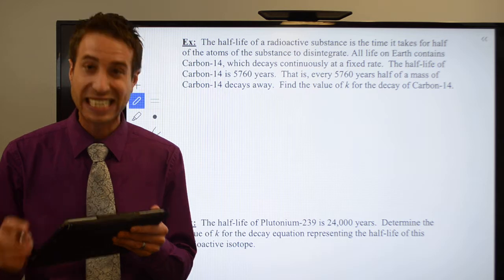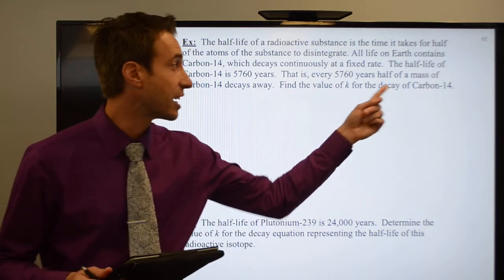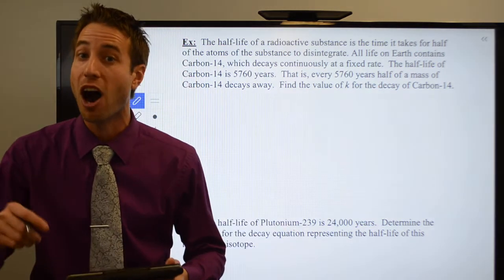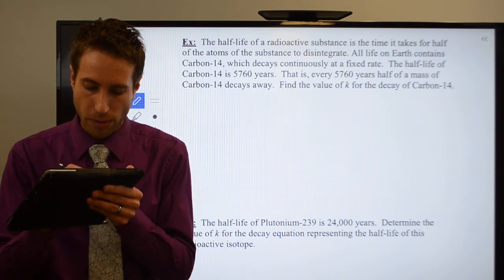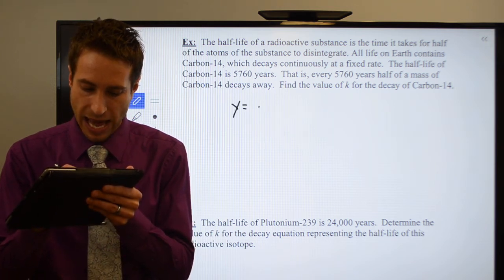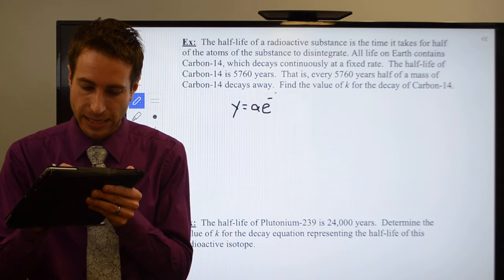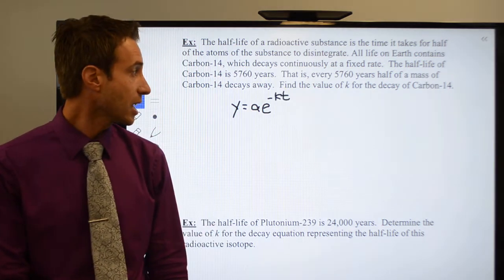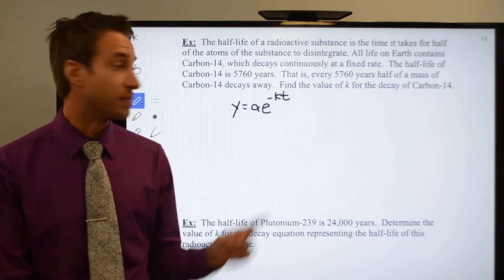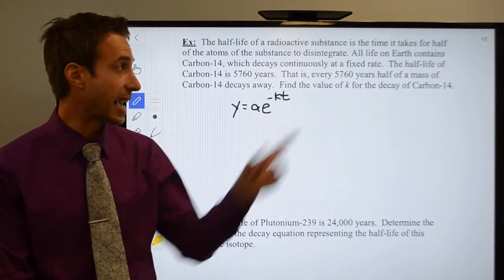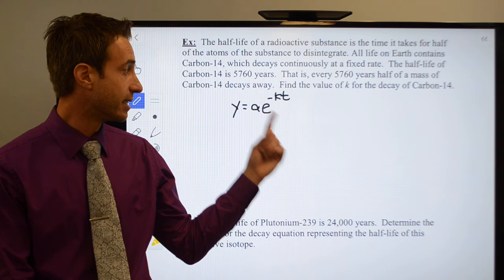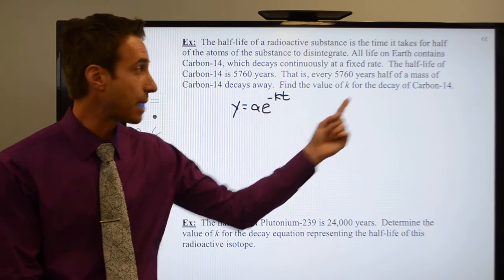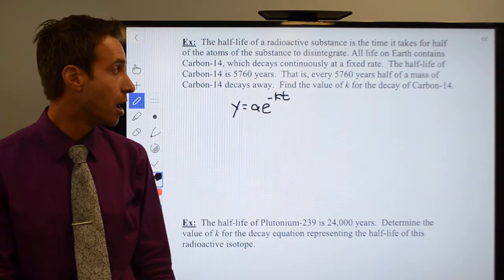Well, this one's really easy. We've got decay, and I tell you that you need to find the value of K, so you need the formula y equals a e to the minus kt, right? Again, decay, because I tell you right in the problem, it's decay, and this one is continuous decay, because you're looking for the value of K.